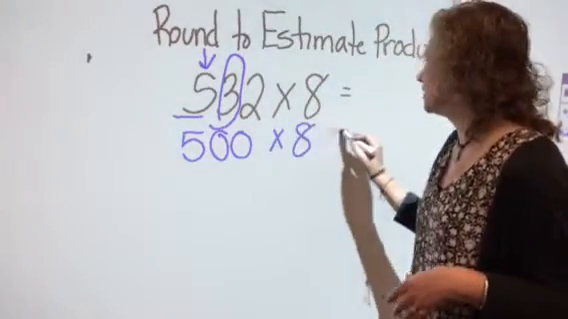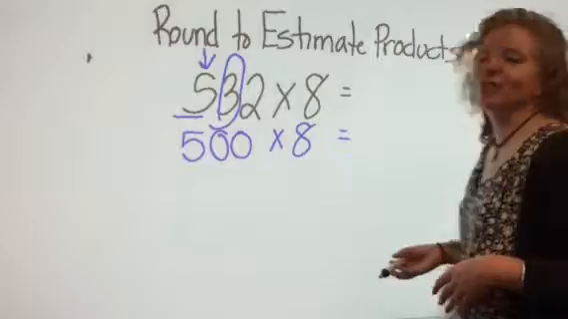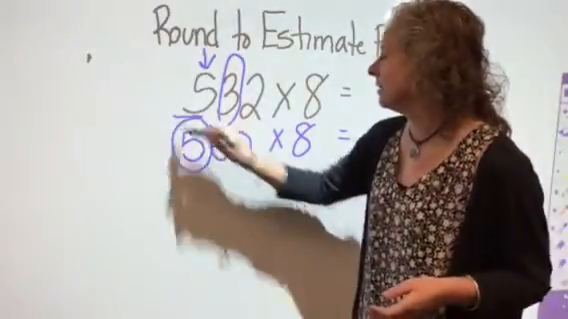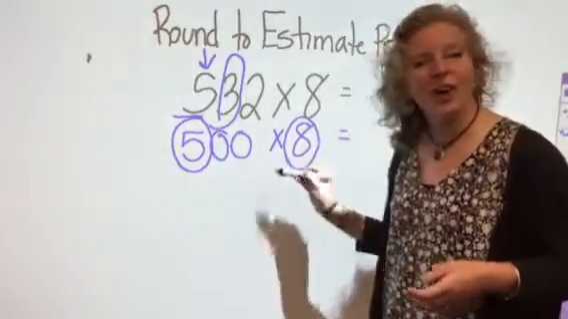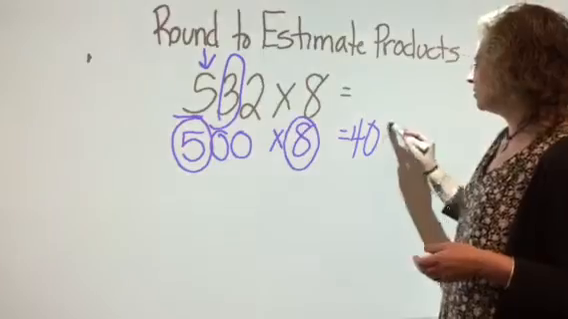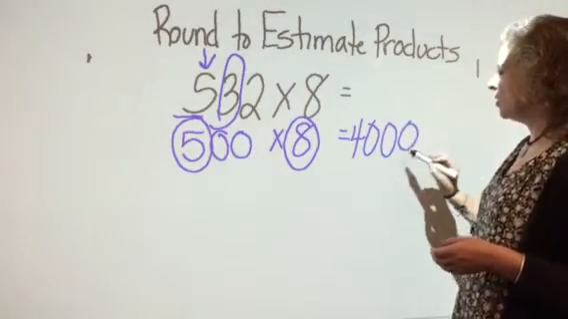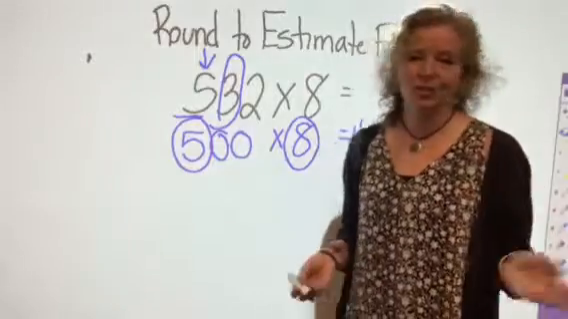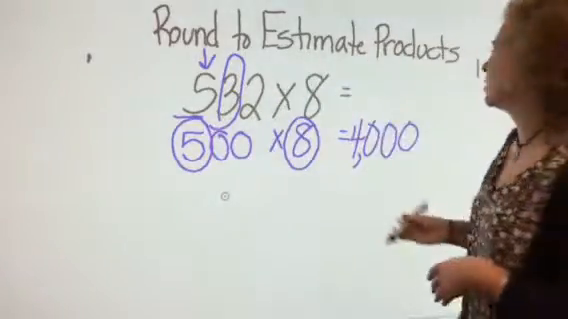Now, when we look at this problem, is there anything that you recognize about this? Go ahead and take a peek. I see a basic fact. What's 5 times 8? 40. How many zeros did I leave out? 2. So I'm going to add 2. Ones, tens, hundreds. That's all we have to do in order to round to estimate our products.